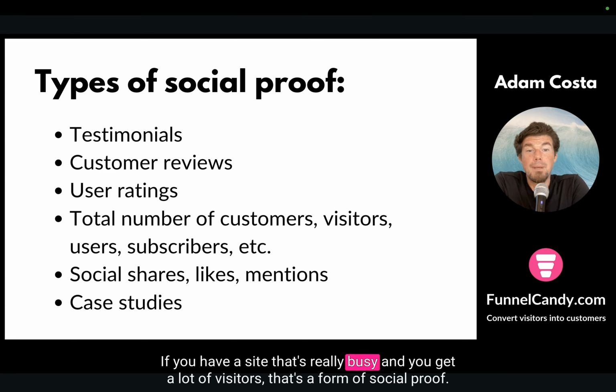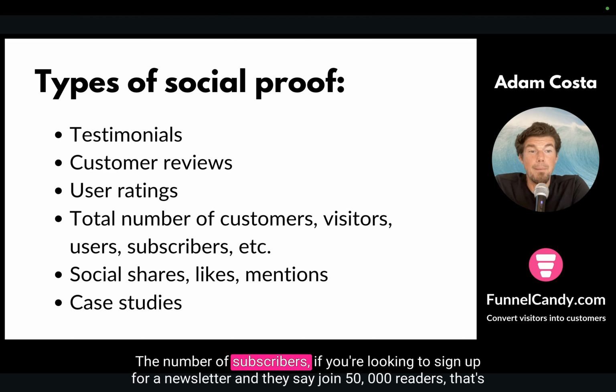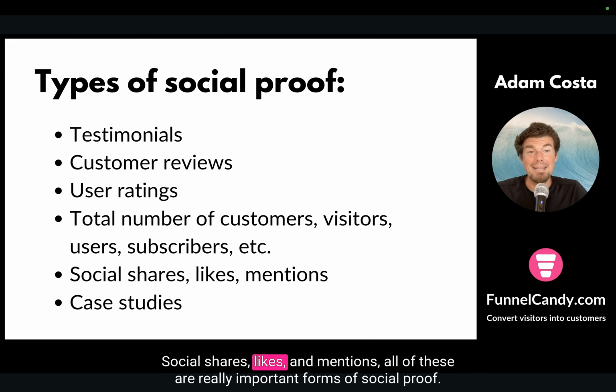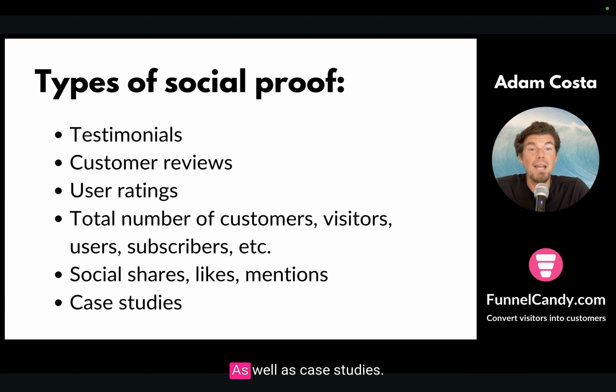If you have a site that's really busy and you get a lot of visitors, that's a form of social proof. The number of subscribers. If you're looking to sign up for a newsletter and they say join 50,000 readers, that's a lot more compelling than join me and Uncle Bob. Social shares, likes, and mentions. All of these are really important forms of social proof, as well as case studies.